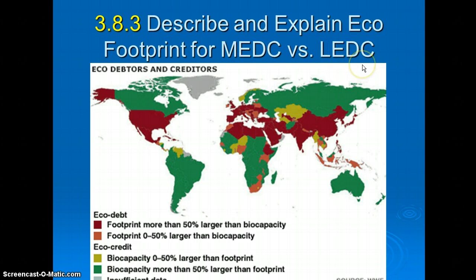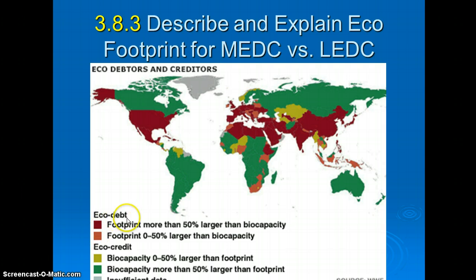And we're going to use these terms debtor and creditor, right? When you're in debt, is that good? No, it's bad. You don't want to be in debt. And we don't want to be in debt for eco-footprints either. Now, if I'm looking at this map, it says the ones in debt are red, and the ones that are in credit are in green. Green for good, red for bad in this case, right? And I'm going to notice, U.S.